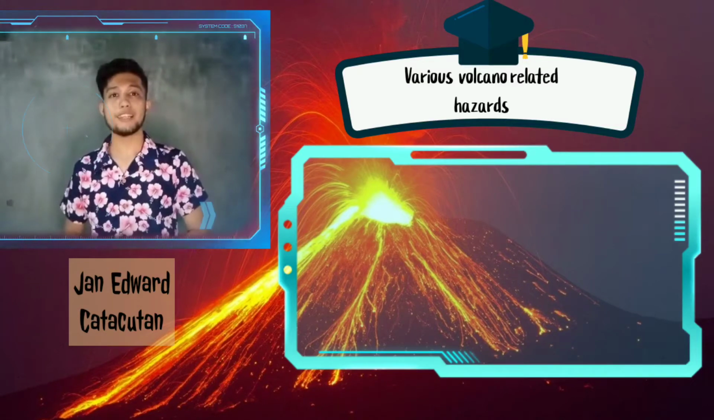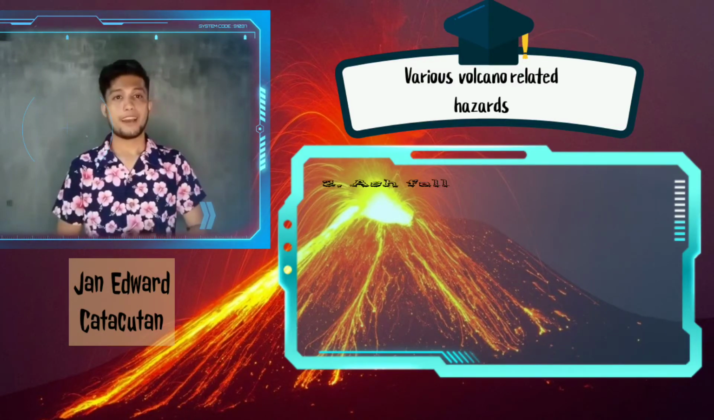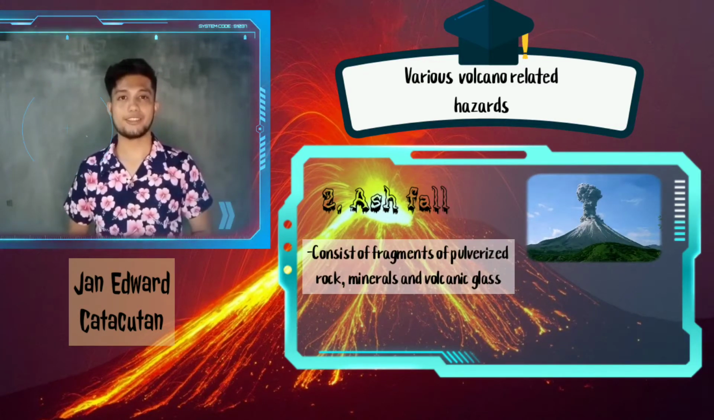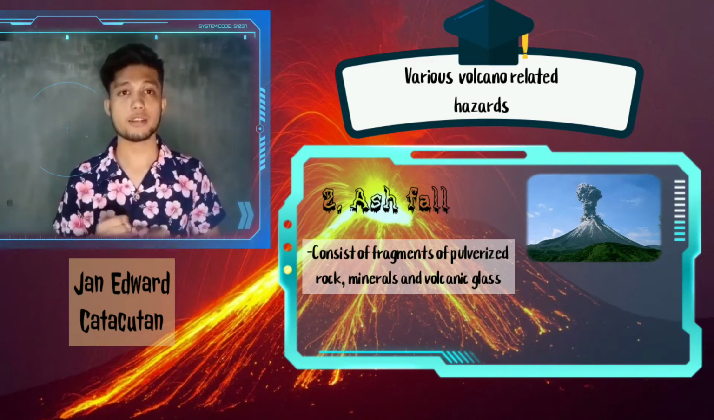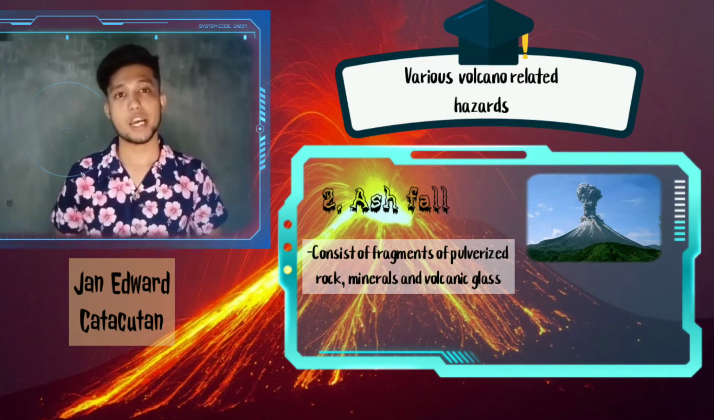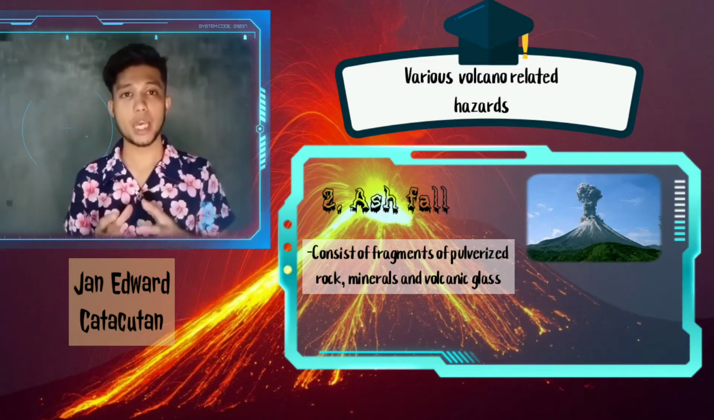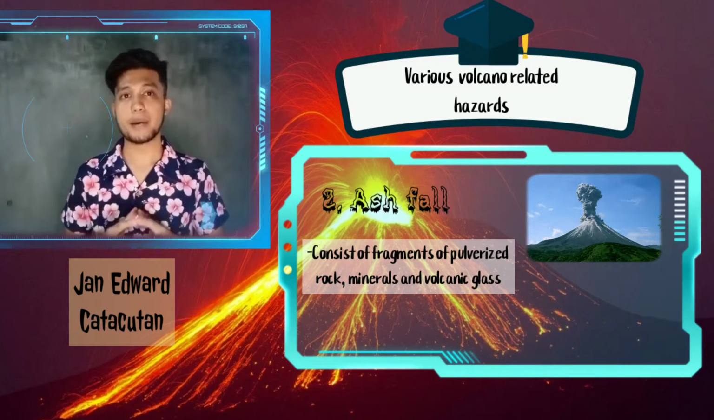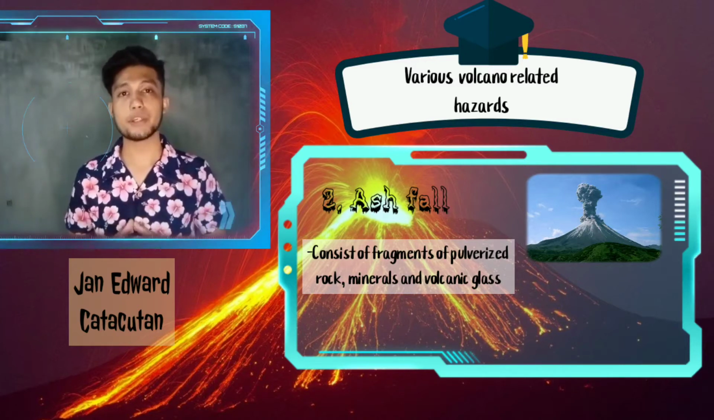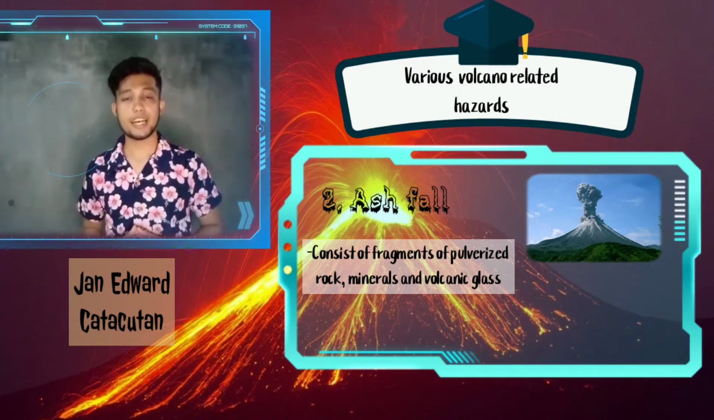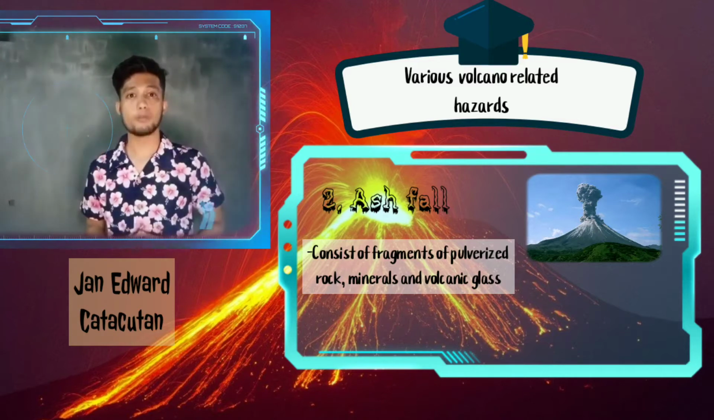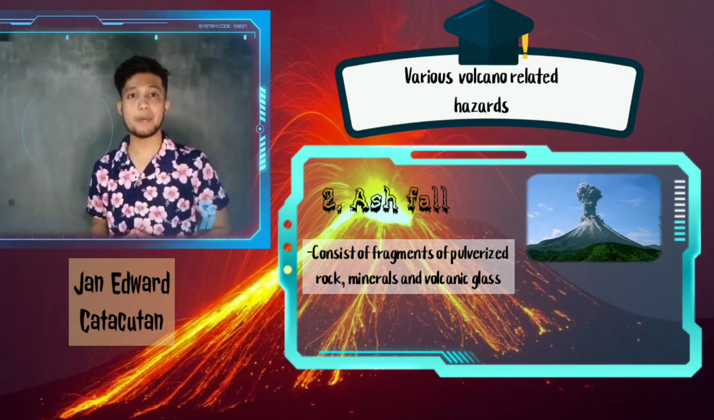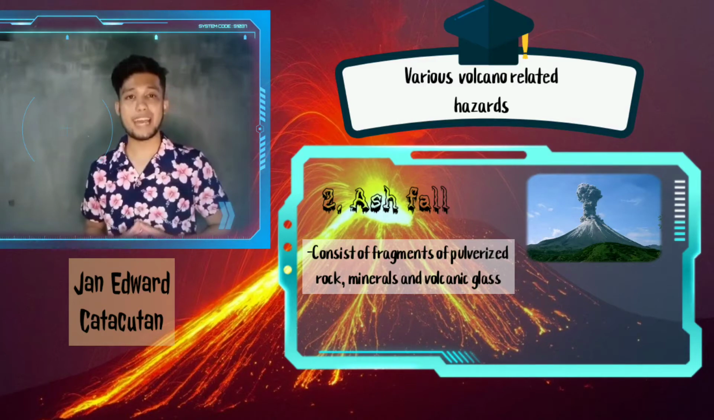Number 2 volcano-related hazard is ashfall or volcanic ash. Ashfalls consist of fragments of pulverized rocks, minerals, and volcanic glass created from the eruption of the volcano, and are measured at 2 mm or less in diameter. The term volcanic ash refers to all the explosive products from the eruption of the volcano. Ash is formed when dissolved gases in magma escape and expand violently in the atmosphere.